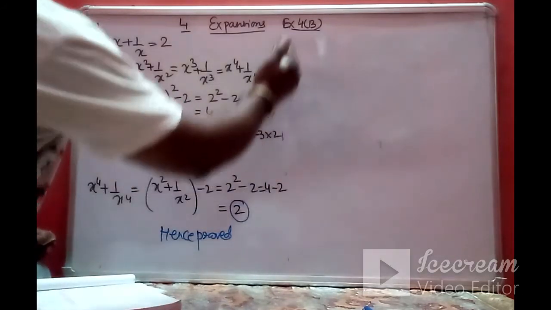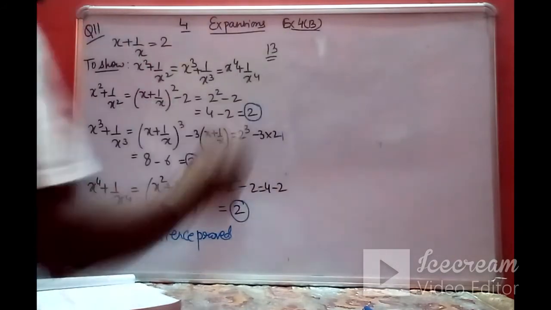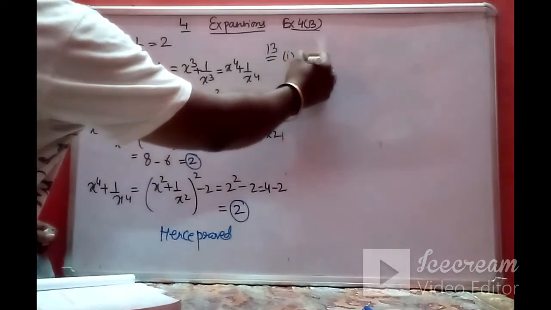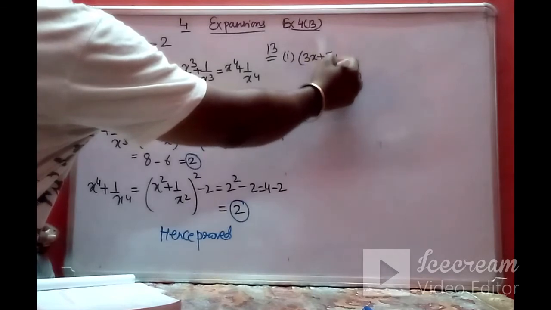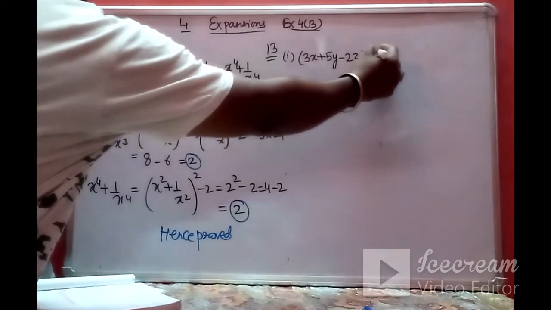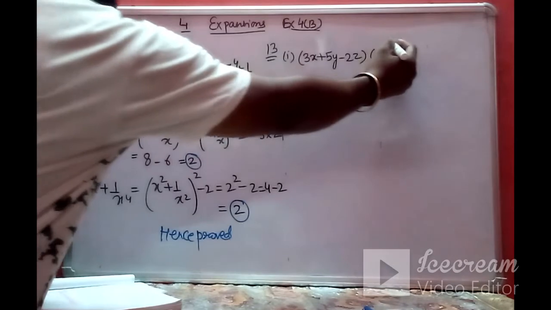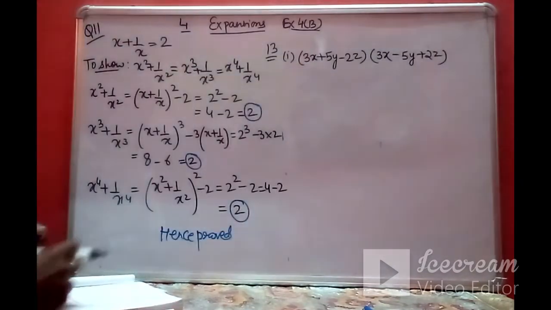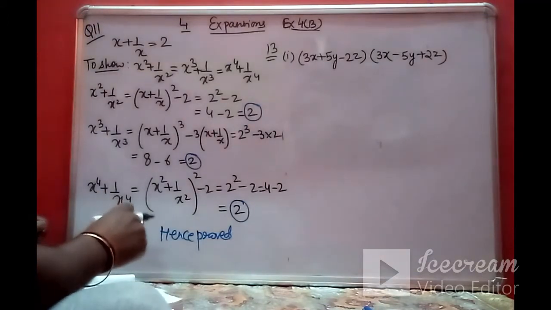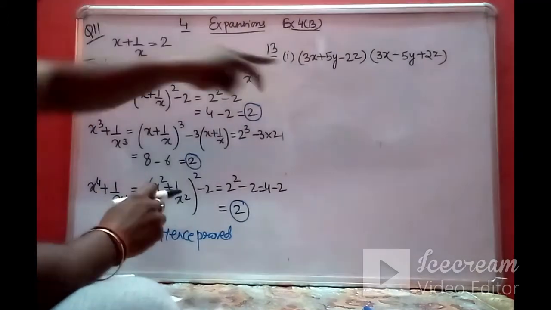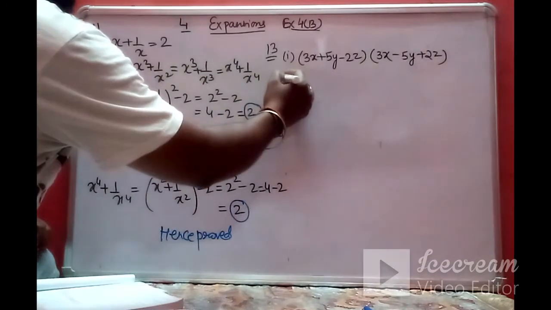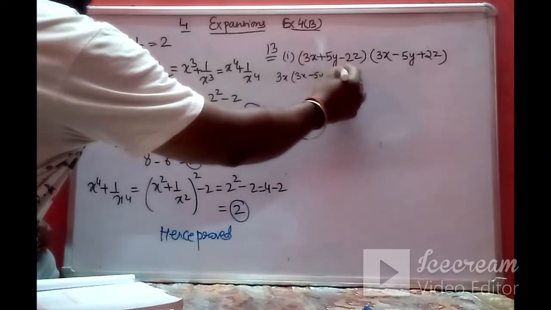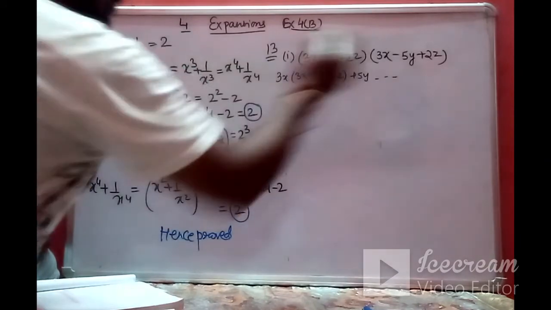Okay, so in question number 13, we have to expand, like this. In the first part, I am discussing (3x + 5y - 2z)(3x - 5y + 2z). Okay, this we have to expand. So previously, you were solving the question like this: 3x into this whole expression, then 5y into this whole expression.